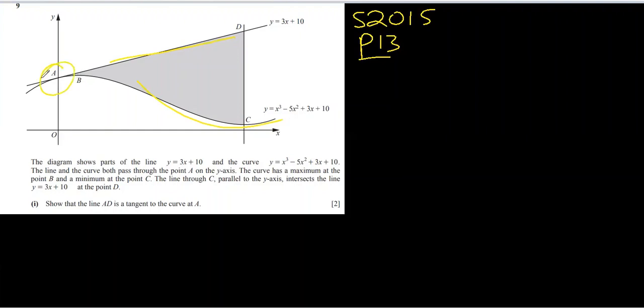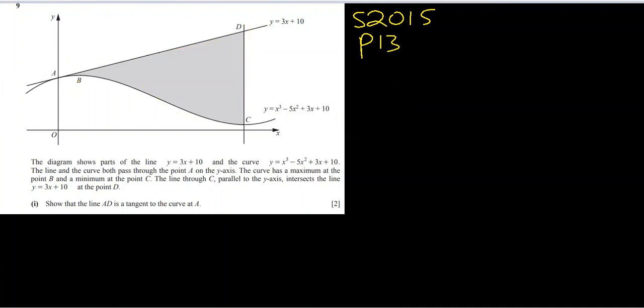On the y-axis, the curve has a maximum at B here and a minimum at C. And these are the lines parallel to the y-axis. They are intersecting the line at D and the curve at C. So in the first part of the question, we have to show that the line AD is a tangent to the curve at A.